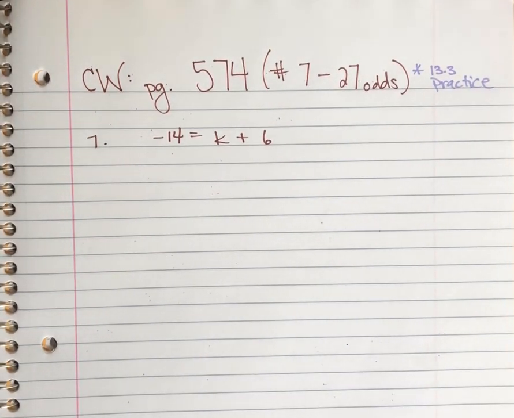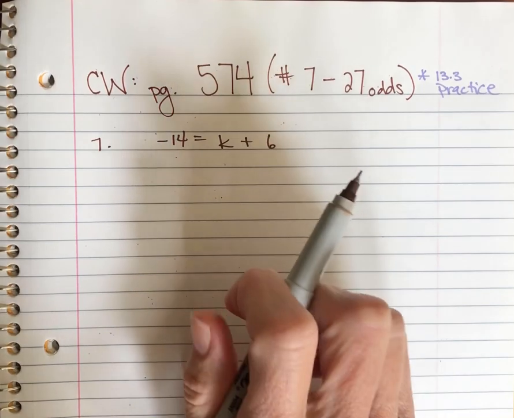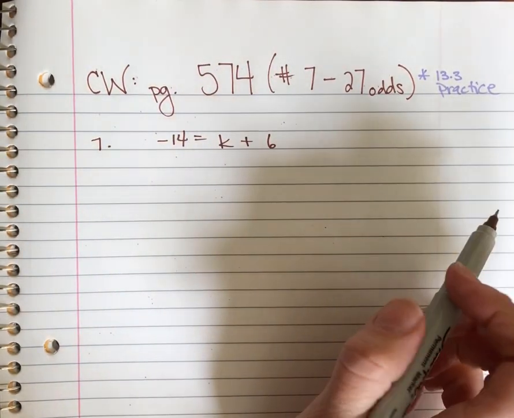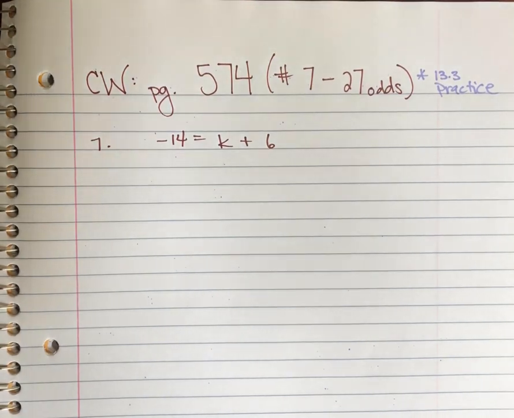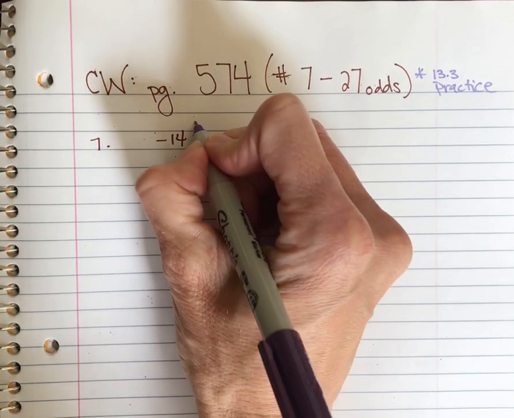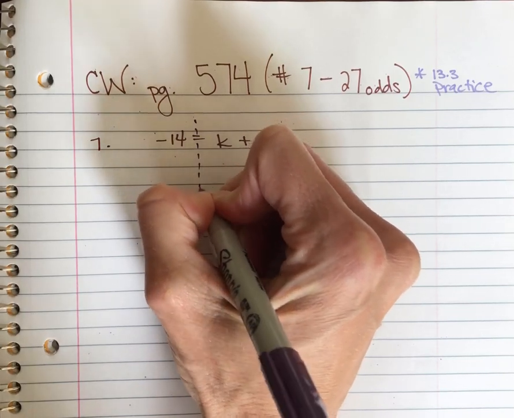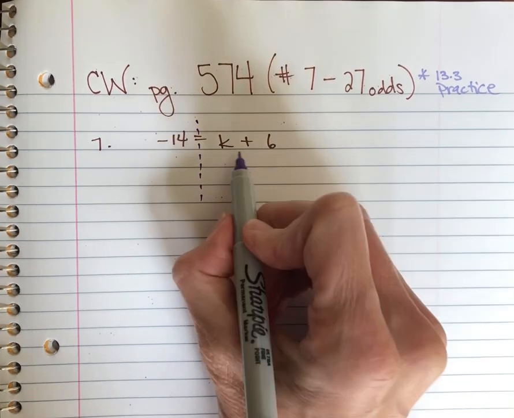Okay, we're gonna take a look at the practice from 13.3, page 574, 7 to 2070 odds. So we're just solving equations using addition and subtraction, and this time it's gonna involve negatives and fractions and decimals. So our goal is to isolate the variable by performing inverse operations. So we find the variable.